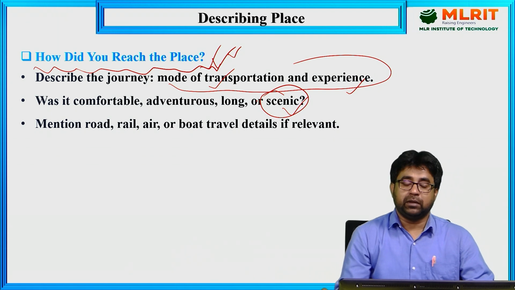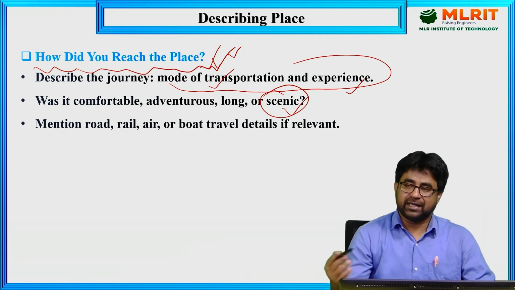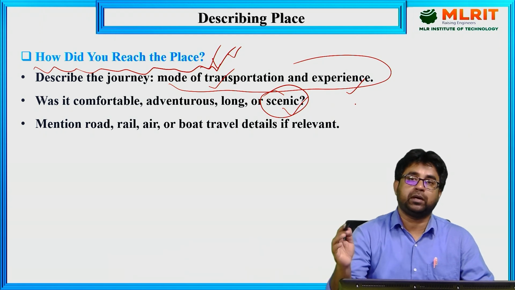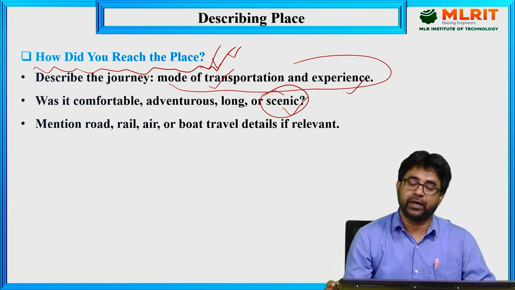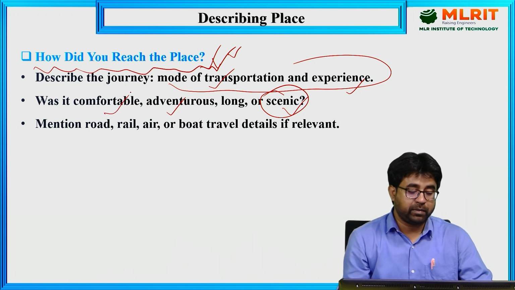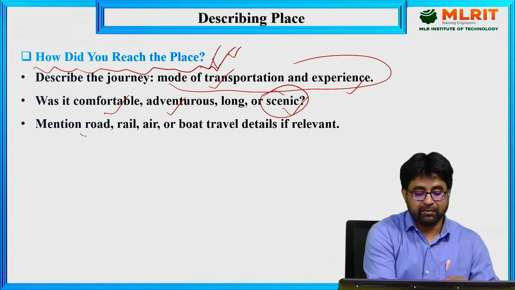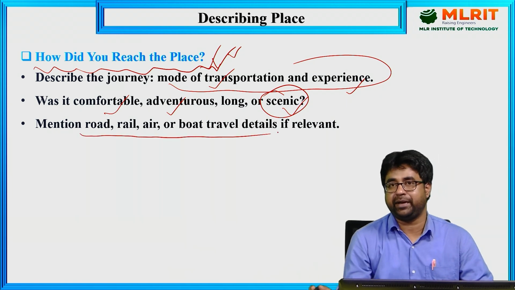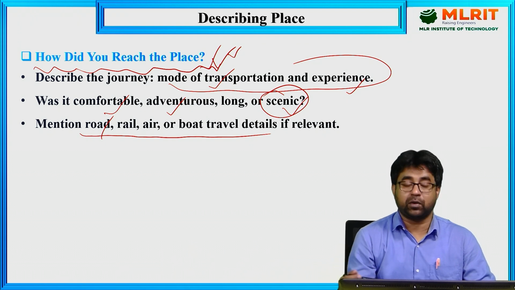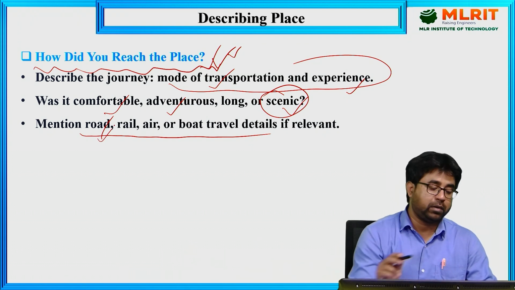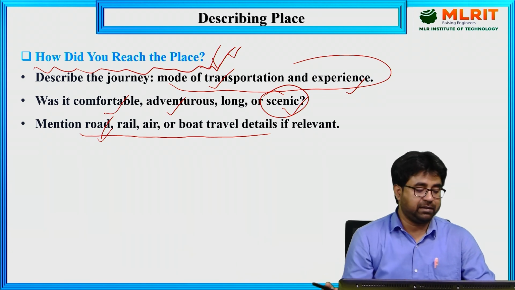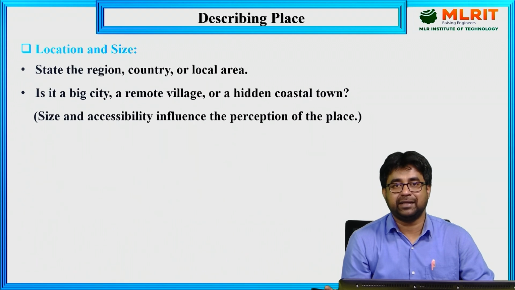beautiful, full of greenery, right? There are certain places where, if you want to go, you have to go through beautiful places, and the road would be very beautiful. So you can talk about whether it was adventurous, comfortable or uncomfortable. You can talk about all these things. Then mention road, rail, air, or boat travel details if relevant. If you have traveled through an iconic road, you can talk about that also. So first the introduction, and then how you reached the place. Next part, what is the next part of describing a place?